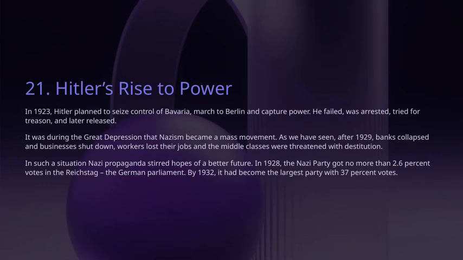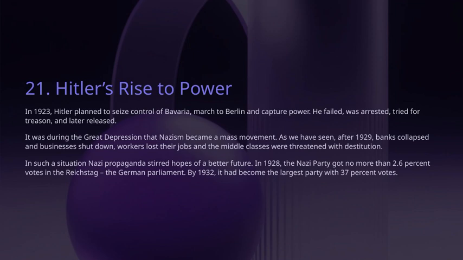In 1923, Hitler made a bold attempt to take control of Bavaria, planning to march to Berlin and seize power. However, this effort failed, and he was arrested, tried for treason, and subsequently released. This early failure didn't stop him, but it was a significant moment in his rise. It was really during the Great Depression that Nazism started to grow into a mass movement. As many of you know, after 1929, banks collapsed, businesses shut down, and millions of workers lost their jobs. The middle classes, who once felt secure, were now facing the threat of losing everything.